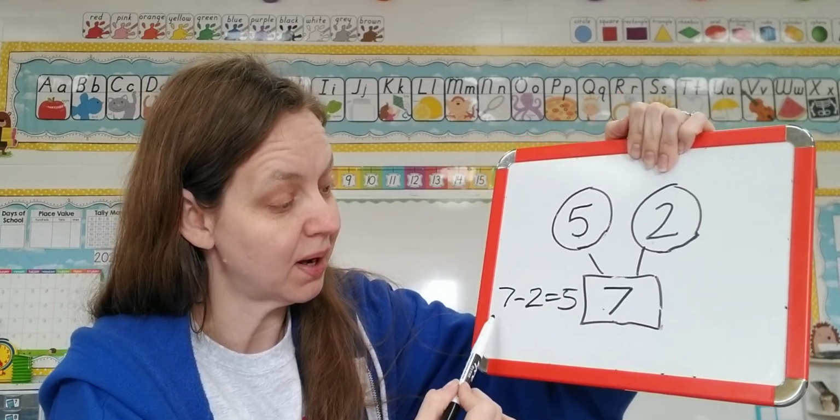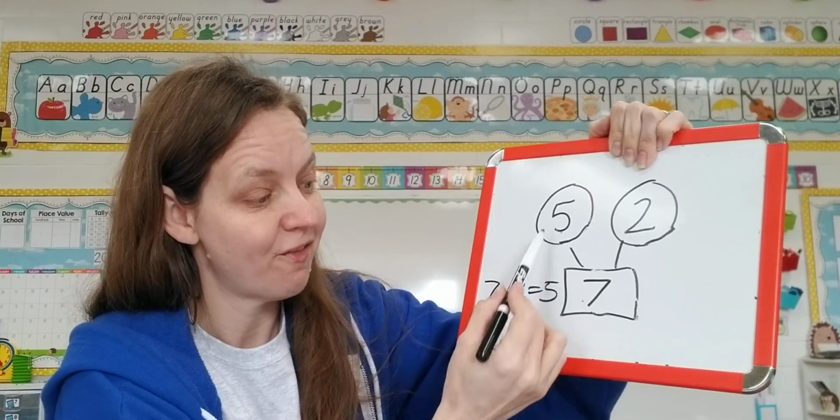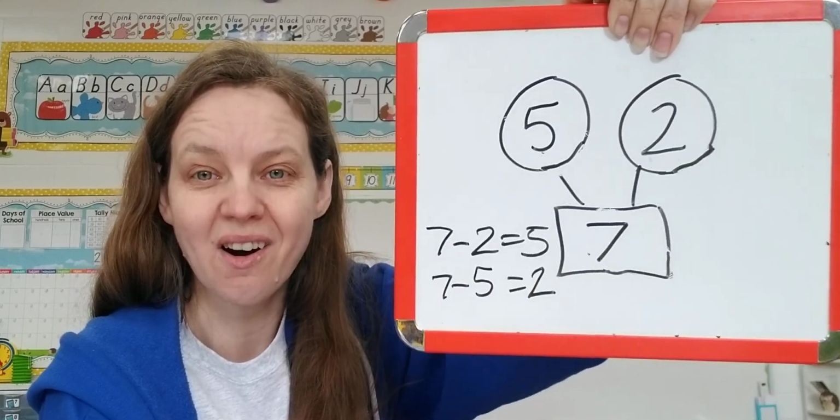You figure out the other one. Remember to start with the big number. Minus 5 equals 2. If you already got that, awesome job. All right, you can go ahead and erase your board now and get out your paper.